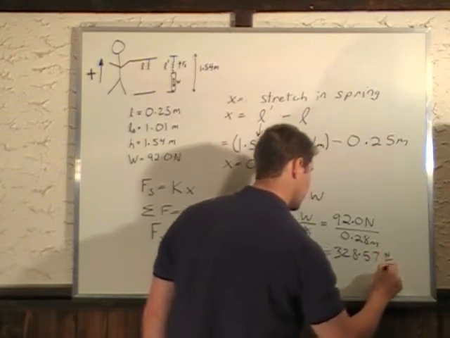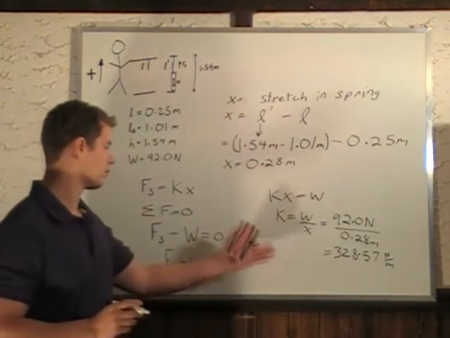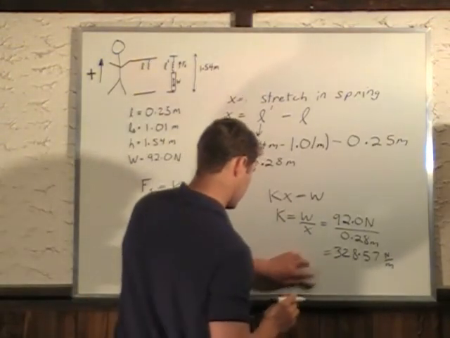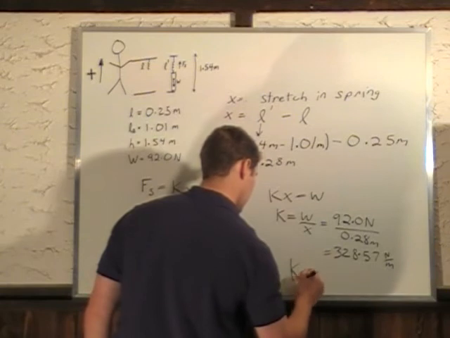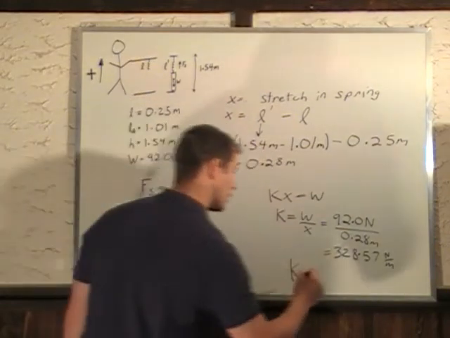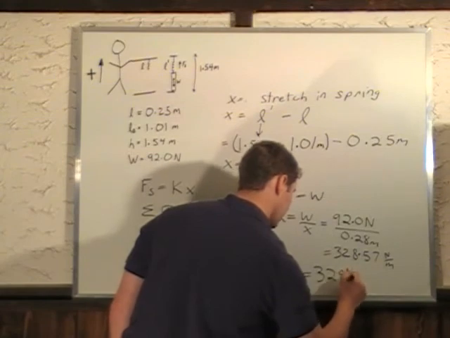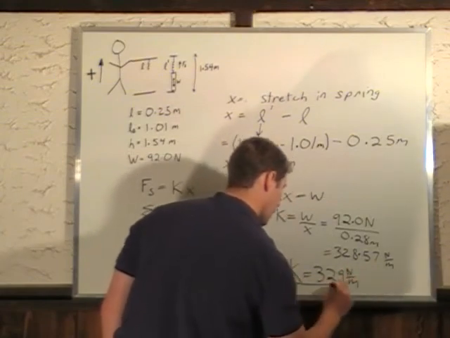newtons per meter. So now what we do is we just round off. K equals 329 newtons per meter. That's our spring constant. That's our final answer.